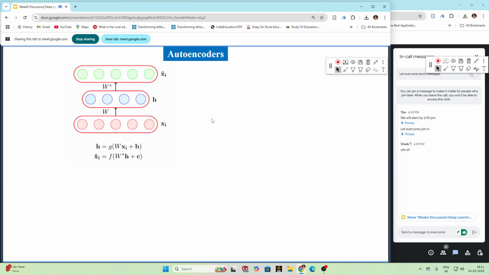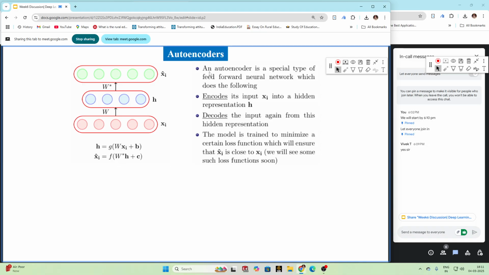So this is the structure of an autoencoder. An autoencoder has three layers. One is the input layer, the second is the encoding layer, and the third is the decoding layer. These are the three layers of an autoencoder. An autoencoder is a special type of feed forward neural network. So it is nothing but a neural network only.